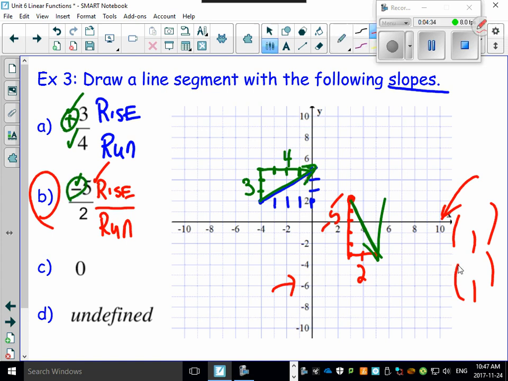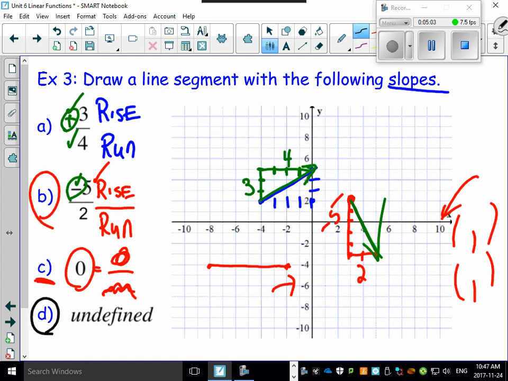Look at this one. A slope of 0. Slope of 0 means I could run as often as I want, but I have no rise. Think about this. The rise is 0. The run is whatever. As soon as I divide 0 by whatever, I'm always going to get 0 back. So there's my flat, kind of Saskatchewan style of skiing. But anyways, here comes D, undefined.